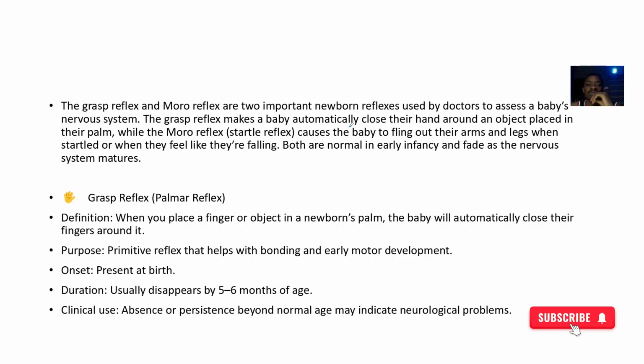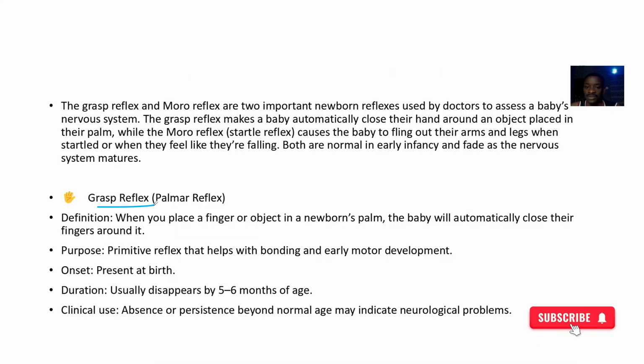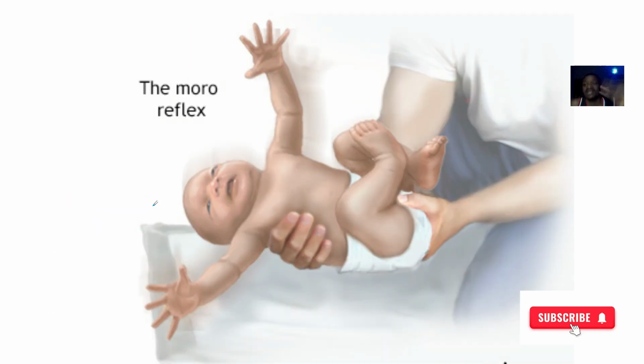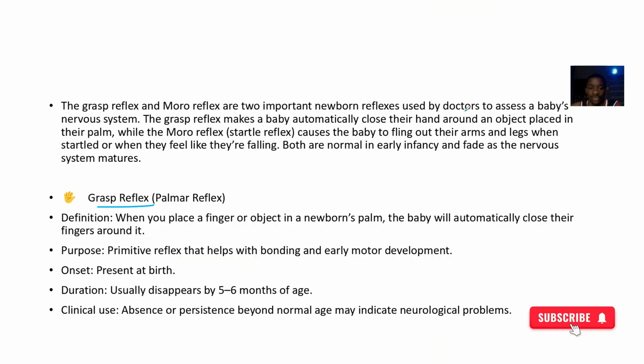Okay. So what's a grasp reflex? Grasp reflex is also known as the Palmar reflex. Sorry, this is Moro reflex where the person is startling, like as if they're afraid. But grasp reflex just simply means if you take something close towards the hand of the baby, it will hold it. This is where you place a finger or object in the baby's palm, and the baby will automatically close their hands around it.